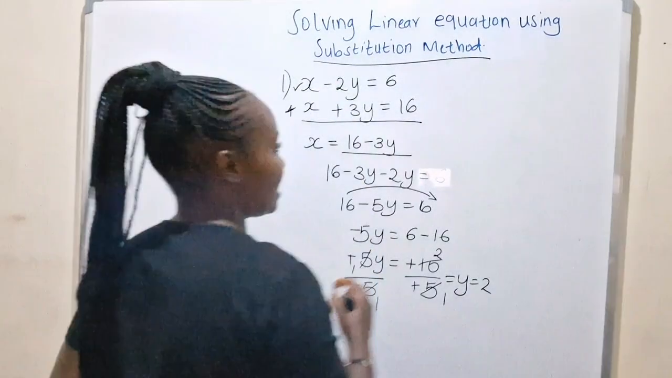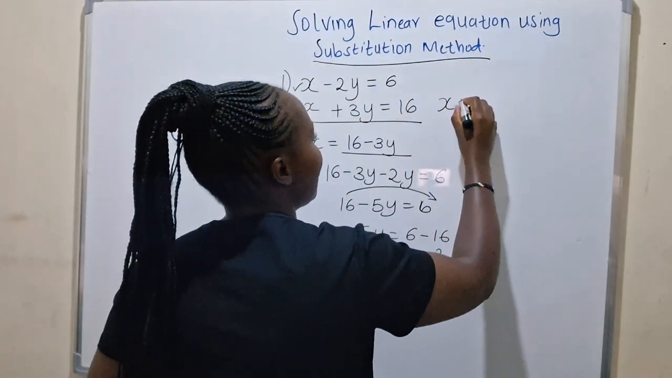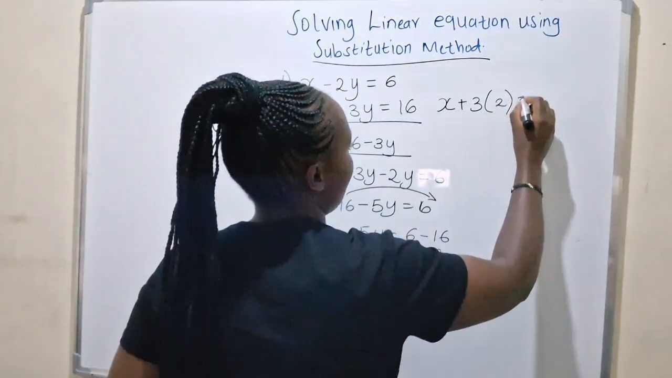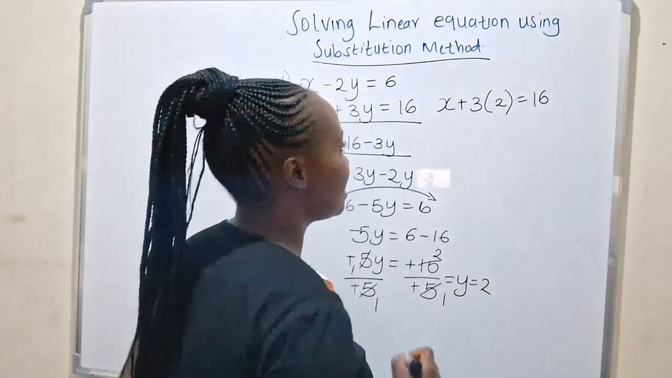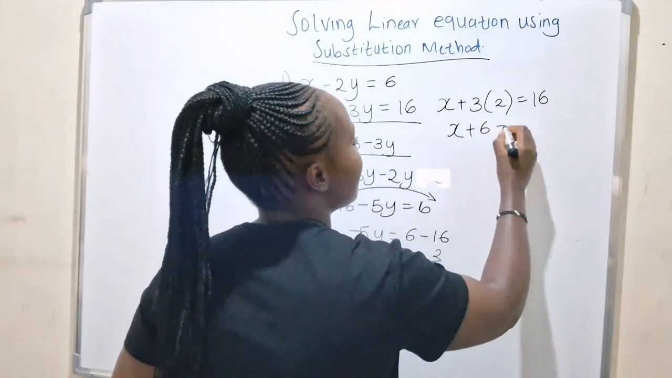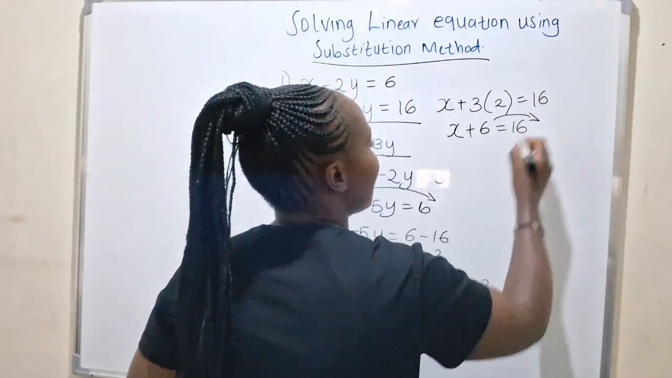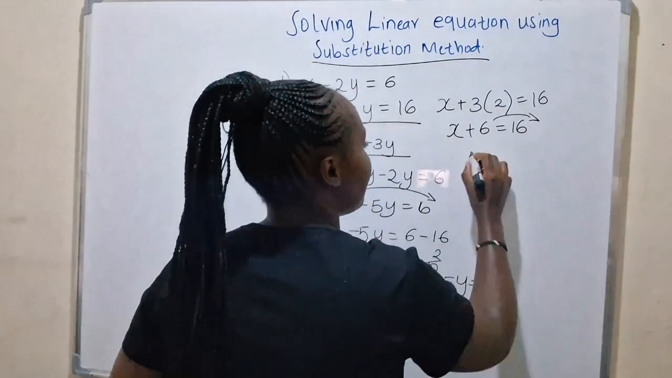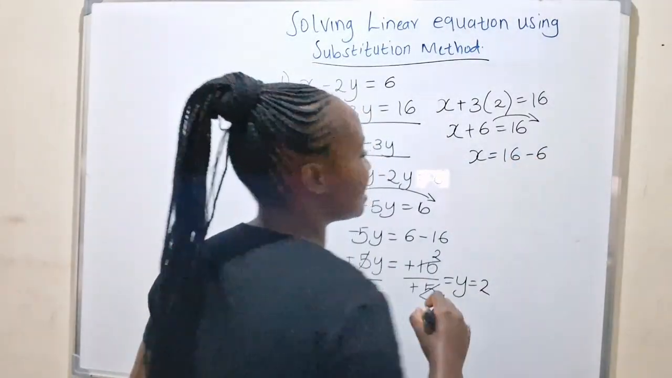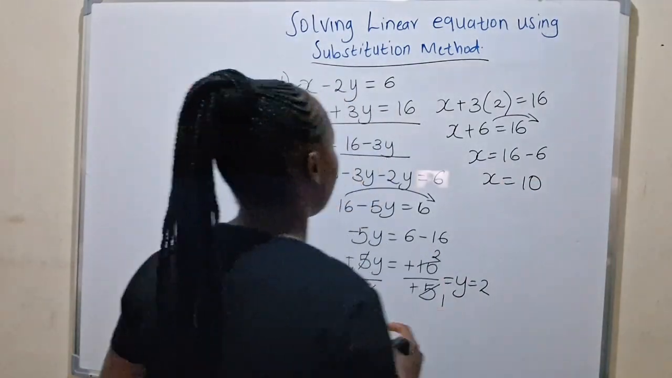Assume we use the second equation. So we can say that x plus 3y, which is 3 times 2, equals 16, right? So x, open the bracket, plus 6 equals 16. Take this 6 to the other side, it becomes a negative. So x equals 16 minus 6, okay? So x equals 10.